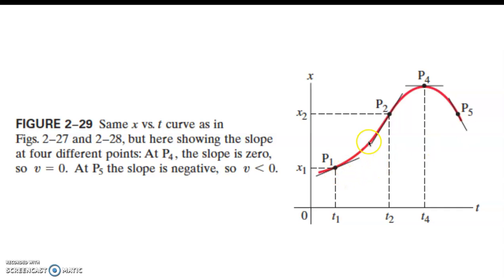But we can find all kinds of information from this curve. It's not just saying this object is going to speed up, stop, and then turn back and go in the negative direction. We could talk about it that way, but at the end of the day, we could find slopes at all these points and see the velocity at those points.